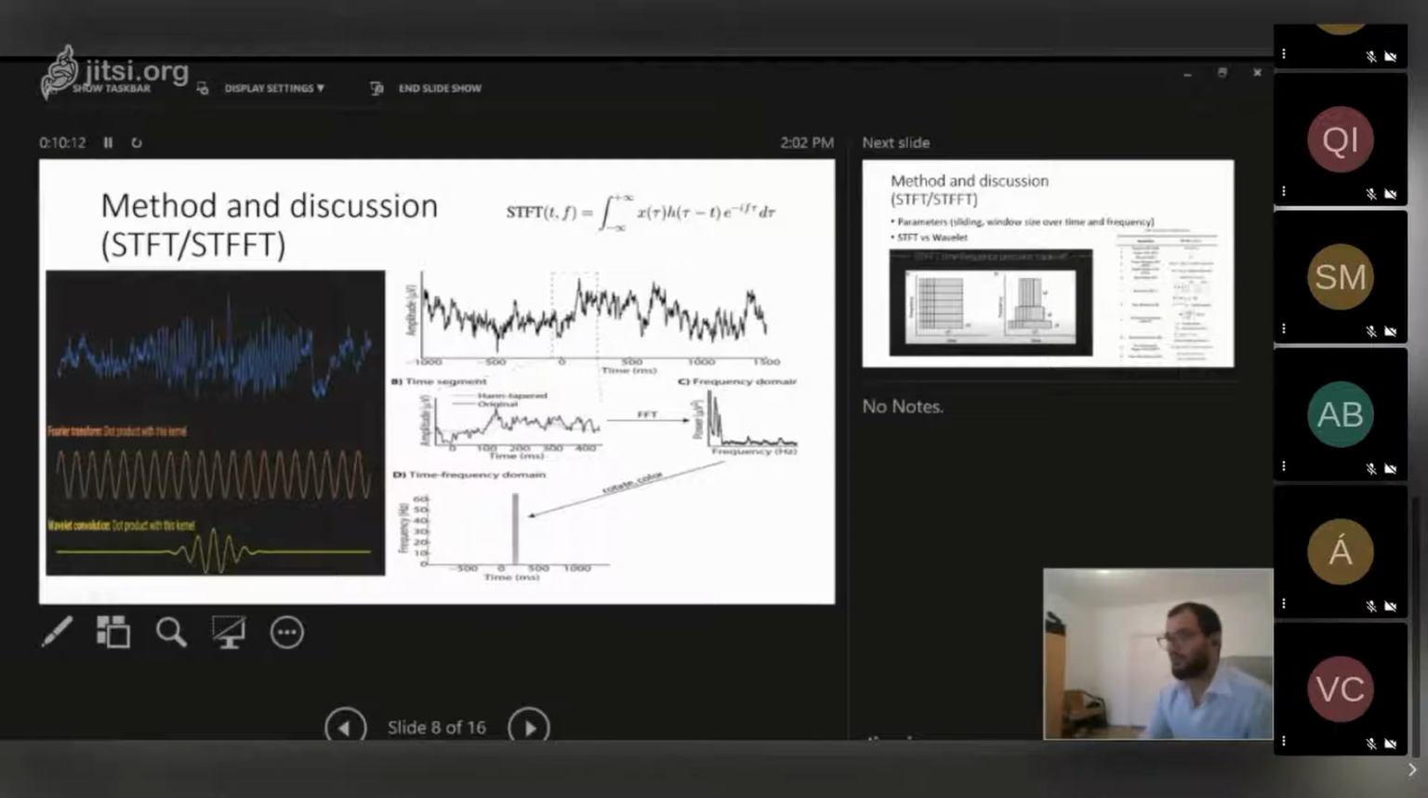So compared to wavelet, there is a big difference in the short Fourier transform. For the wavelet, you apply this kernel to the whole signal. So instead of having one time with lots of frequencies, in wavelet you have one frequency over the whole time. Okay, this is the big difference between wavelet and short Fourier transform.